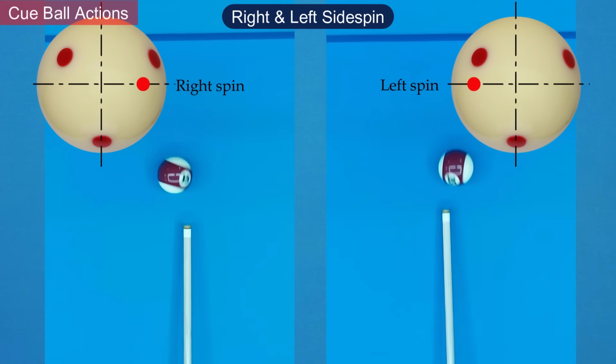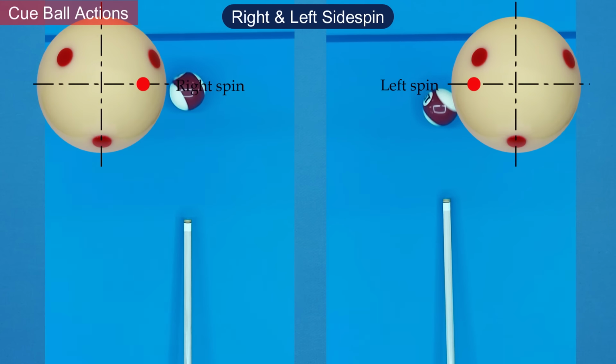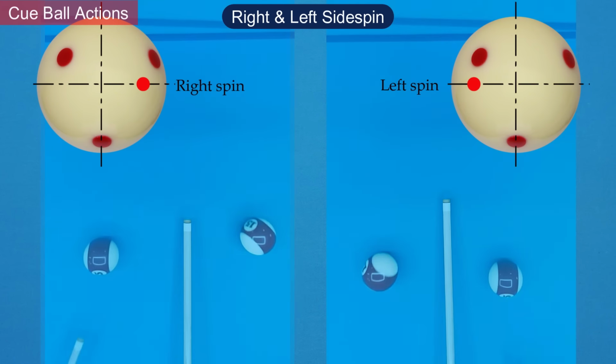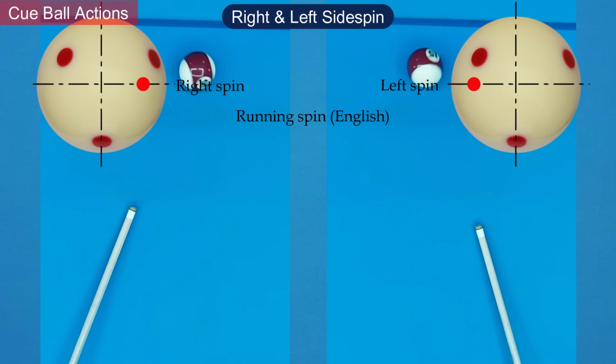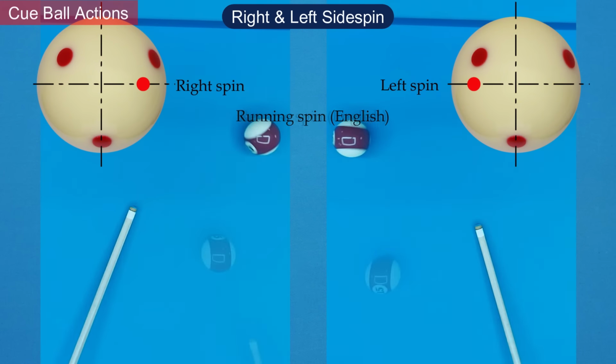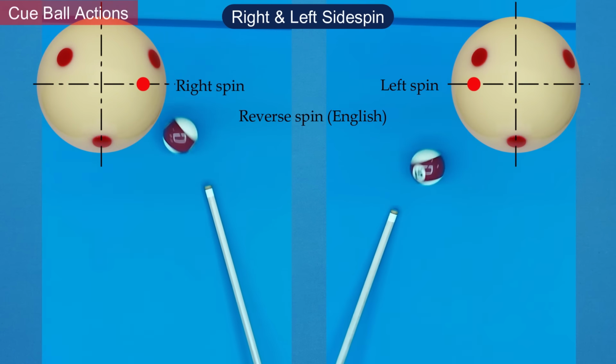Side spin increases the cue ball's rebound angle off a rail in the direction of the spin. Spin in the direction of the entry angle is called running English. Spin opposite the entry angle is called reverse English and decreases the rebound angle.